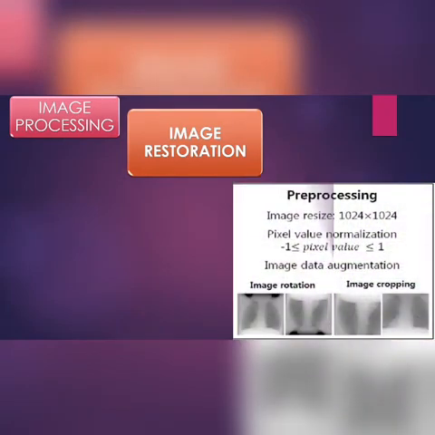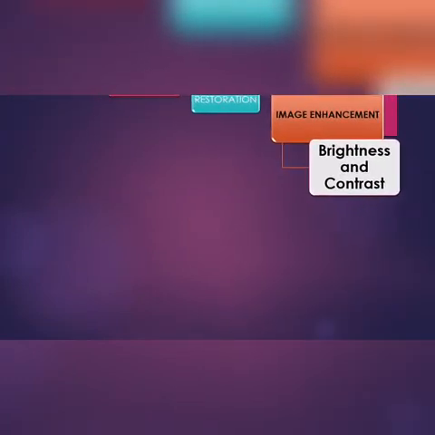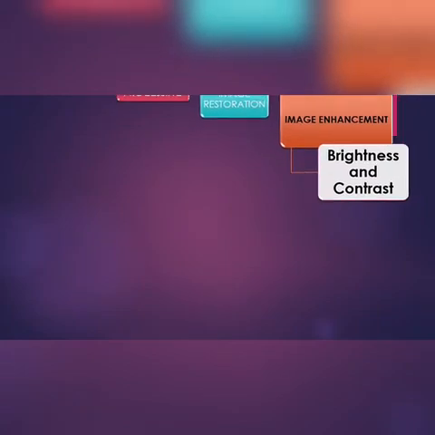The next is image restoration. Image restoration is when the raw image data enters the computer. This is not ready for storage or for viewing. So there are certain pre-processing steps that will take place, and it will remove all the known defects, adjust the image intensities, and then it will give you the final image suitable for viewing. So this is about image restoration. The next one is the image enhancement.